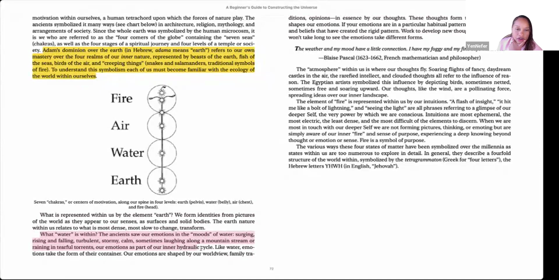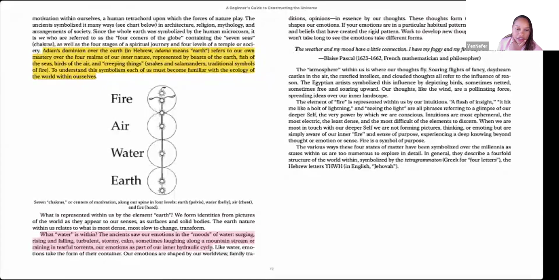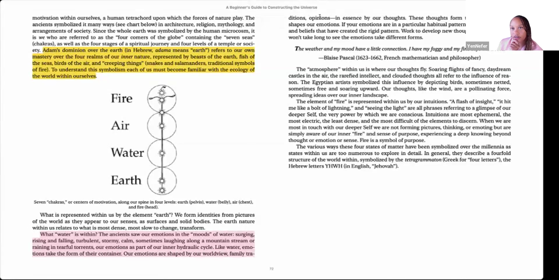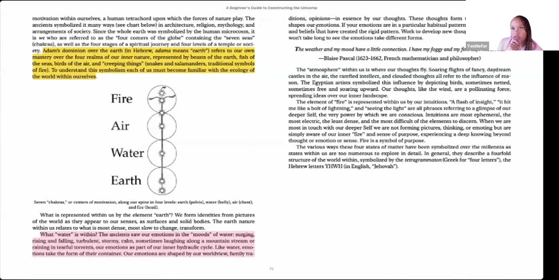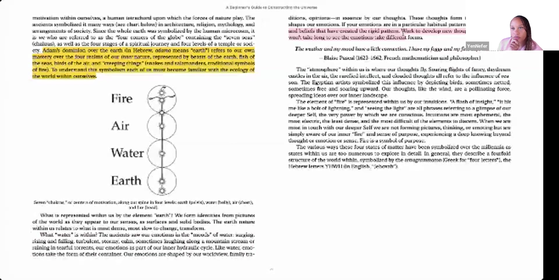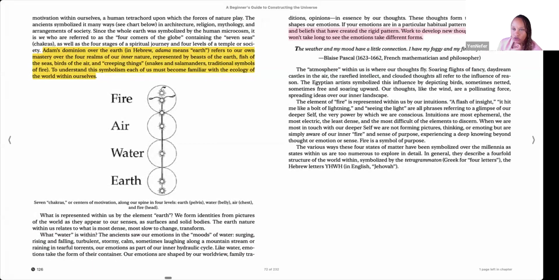Our emotions are part of our inner hydraulic cycle. Like water, emotions take the form of their container. Our emotions are shaped by our worldview, family traditions, opinions, in essence, by our thoughts. These thoughts form the container that shapes our emotions. If your emotions are in a particular habitual pattern, find the thoughts and beliefs that have created the rigid pattern. Work to develop new thought patterns, and it won't take long to see the emotions take different forms.